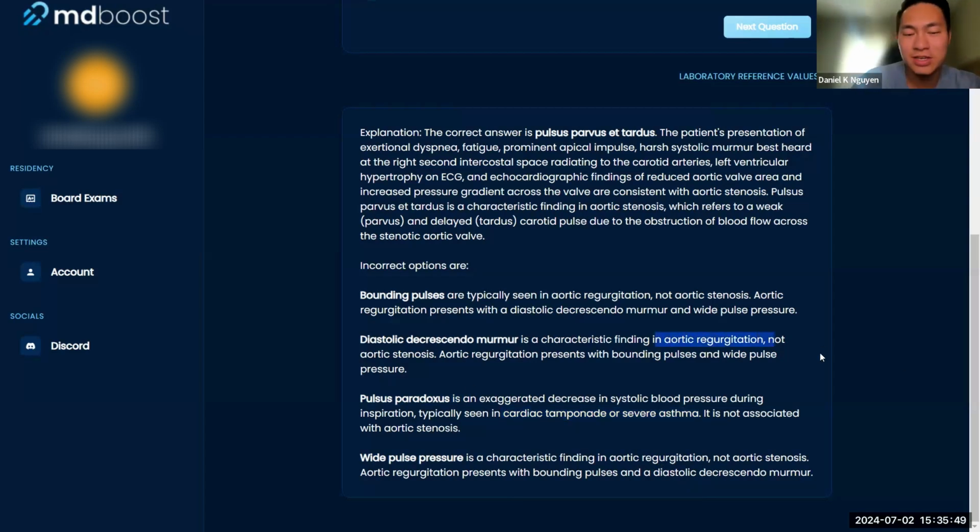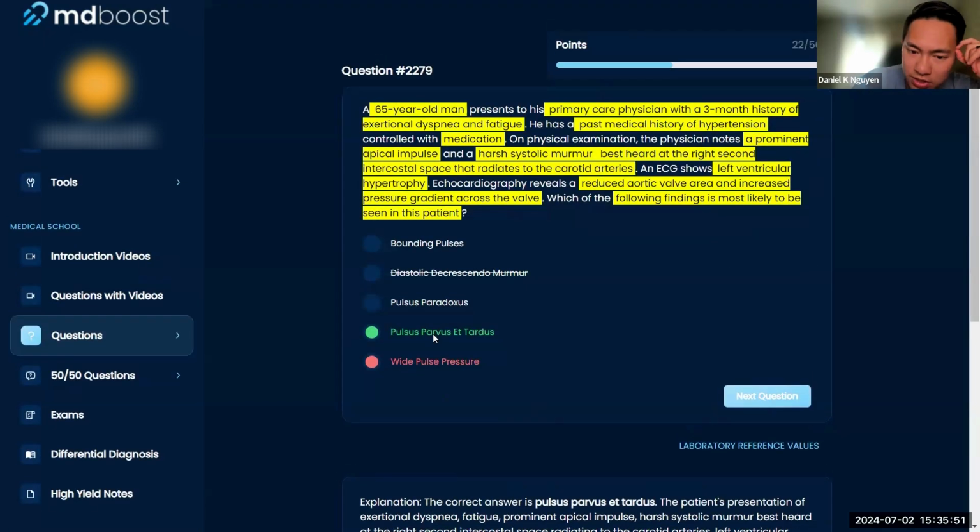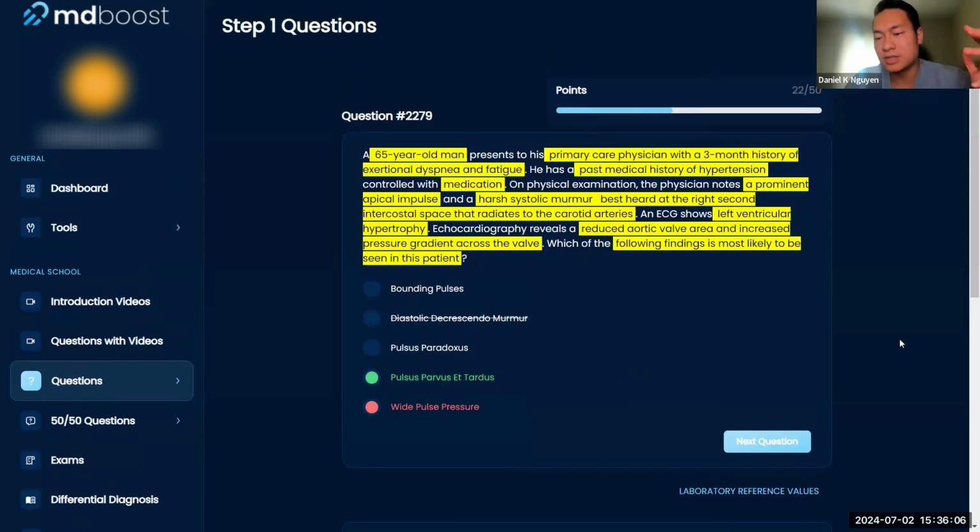So this one's a little bit tricky, right? Because it's not often that we see pulsus parvus et tardus, right? So this is going to be aortic stenosis, this is aortic regurg, and pulsus paradoxus is like severe asthma versus cardiac tamponade. But I think you hit it right on the nail that this is definitely aortic stenosis. So I think you worked through it and got the diagnosis, great. You just have to add something specific to it, is all.